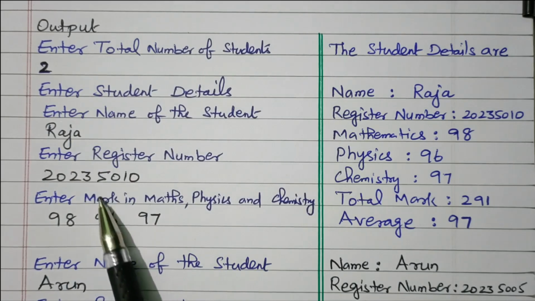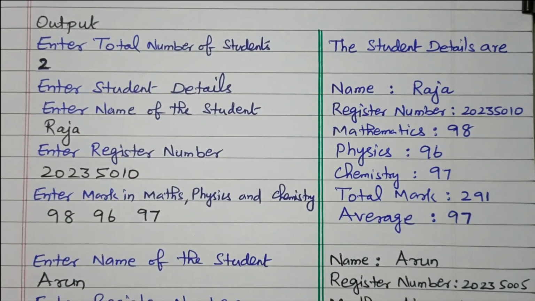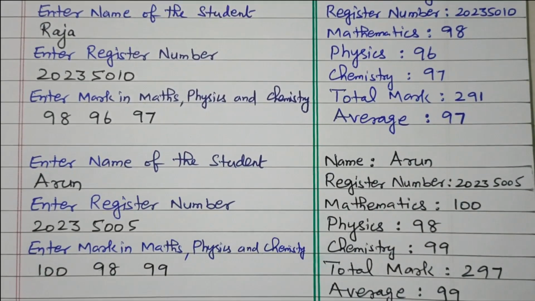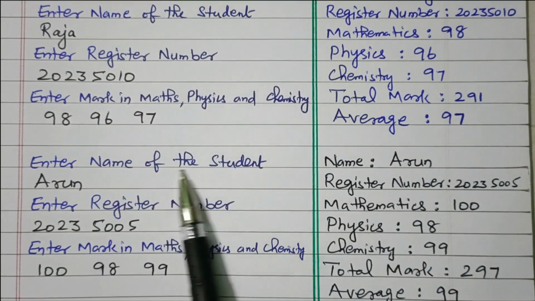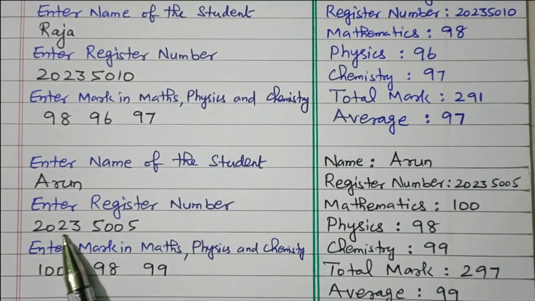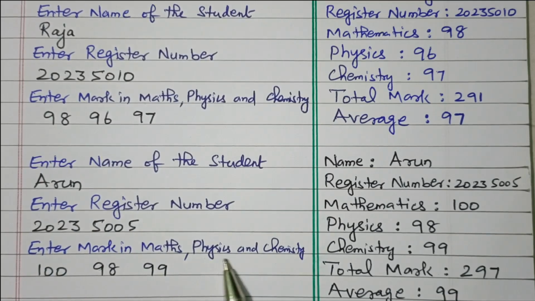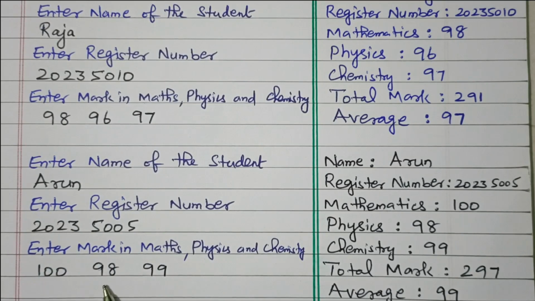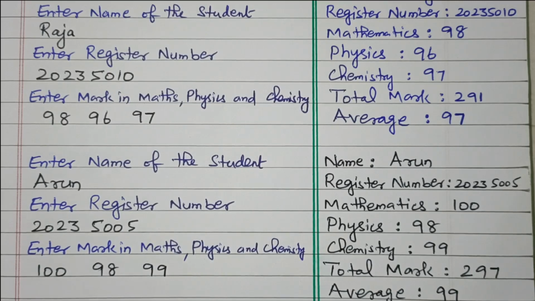Right? So we ask for the student details and the user enters them one by one. That refers to the first student. So after that i will be incremented, and it will ask for the student details of the second student. Enter name of the student, Arun. Enter register number 20235005. Enter marks in maths, physics and chemistry: 100, 98, 99. Now we got the first student detail as well as the second student details.